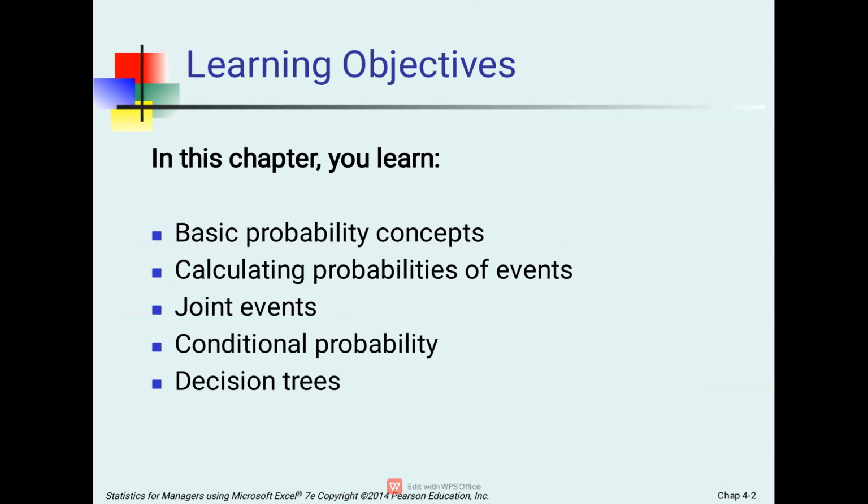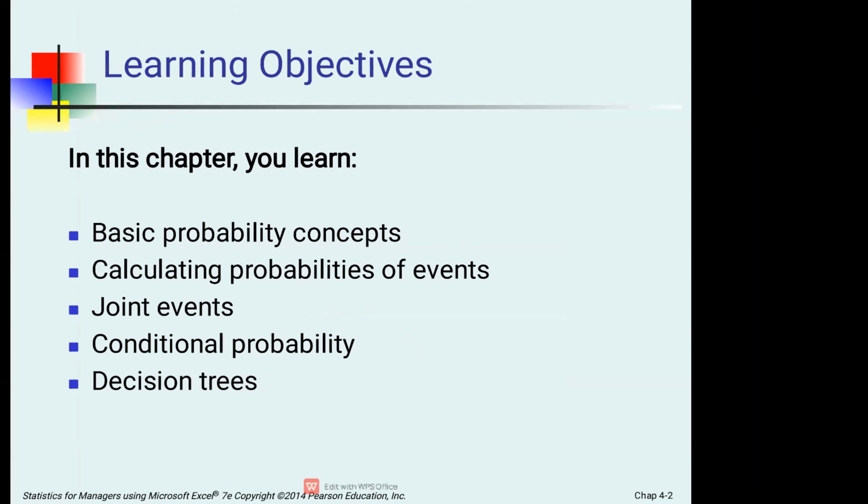Okay, so we want to look at the basics of probability concepts. We can get probability events, joint events, conditional probability, and decision trees. Those are some of the things that you should understand.